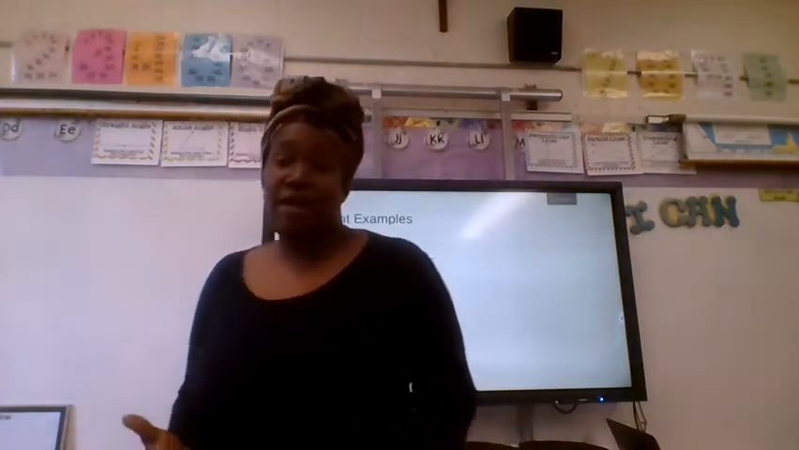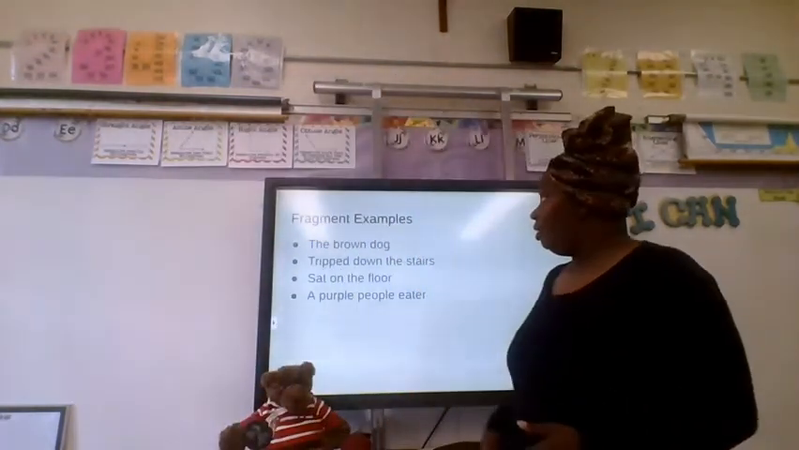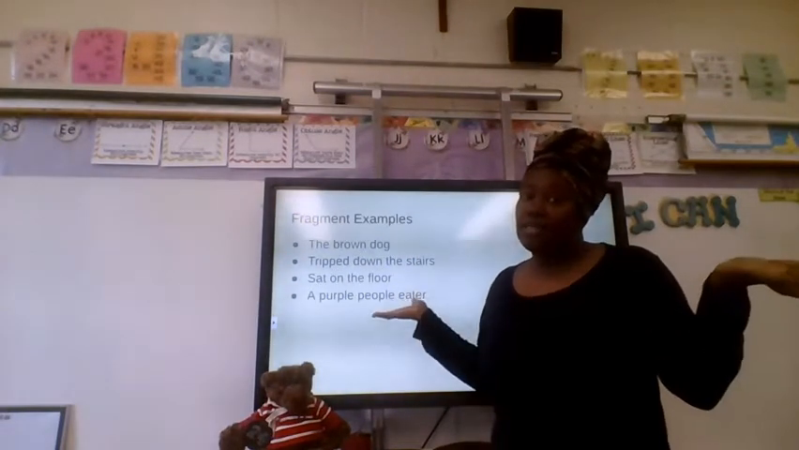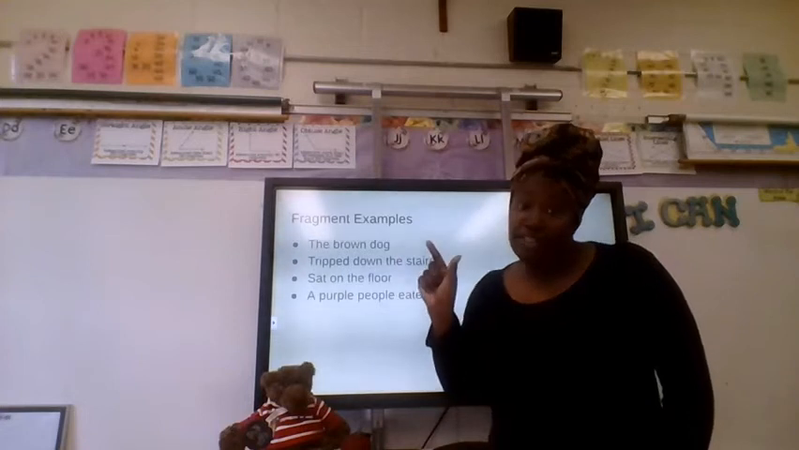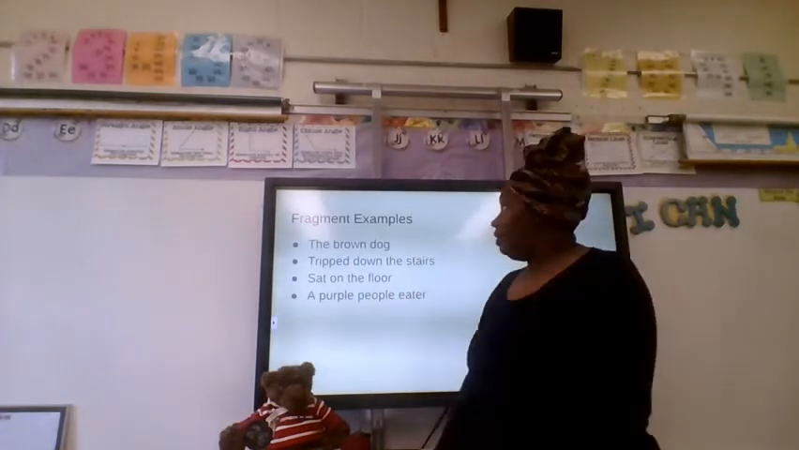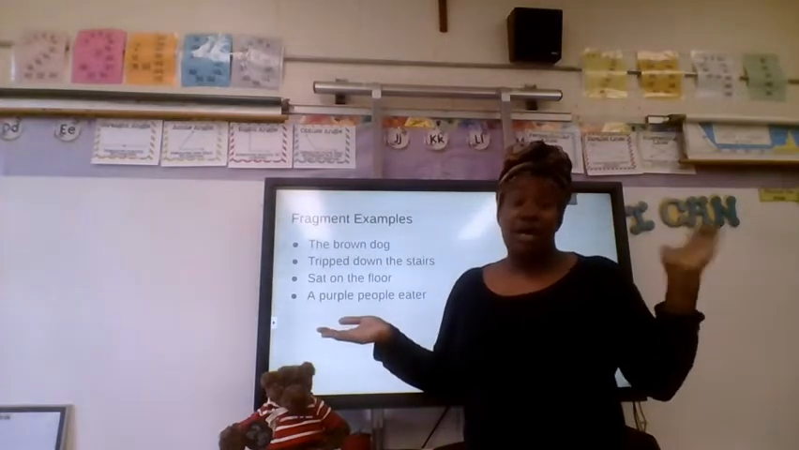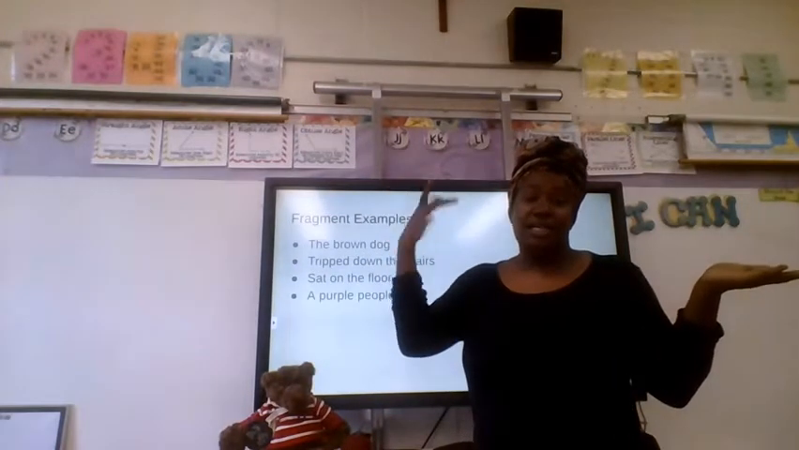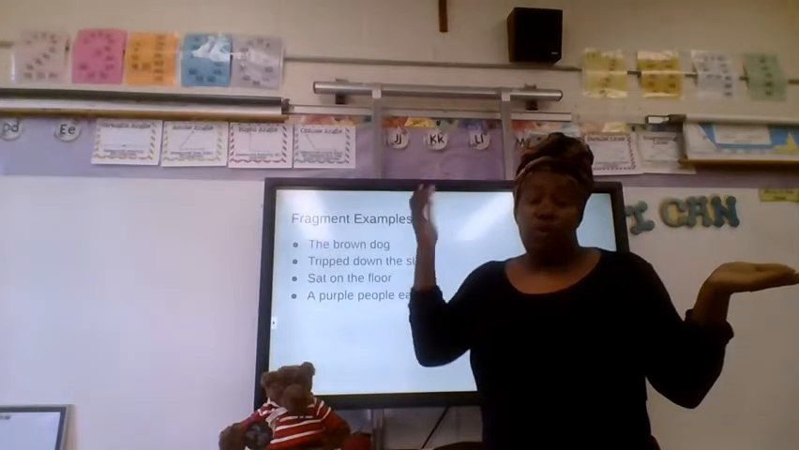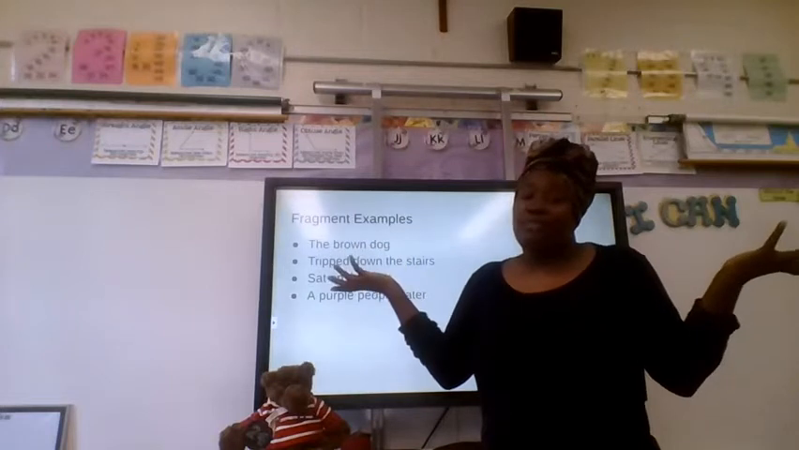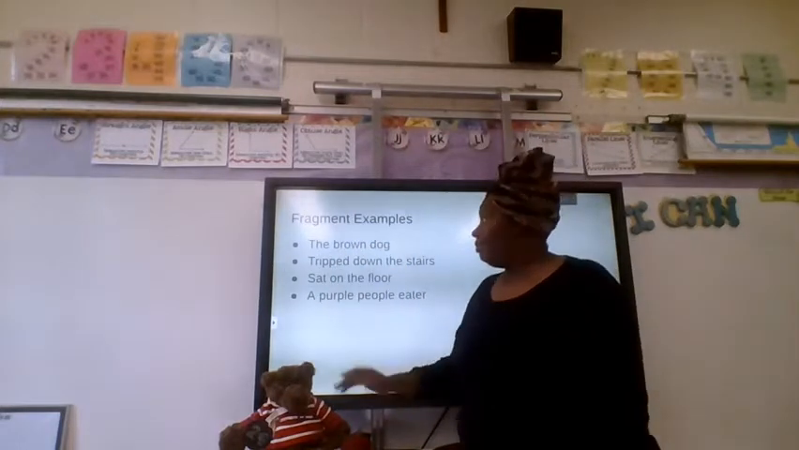Let's look at some fragment examples, okay? The brown dog. That tells us who. It doesn't tell us what. It's just part of a sentence. It's not complete. Tripped down the stairs. That tells us what happened, but it doesn't tell us who it happened to. We have a predicate and no subject. It's not complete. It's a fragment.